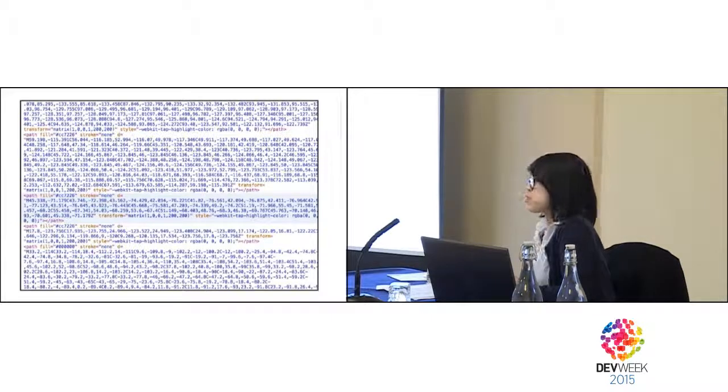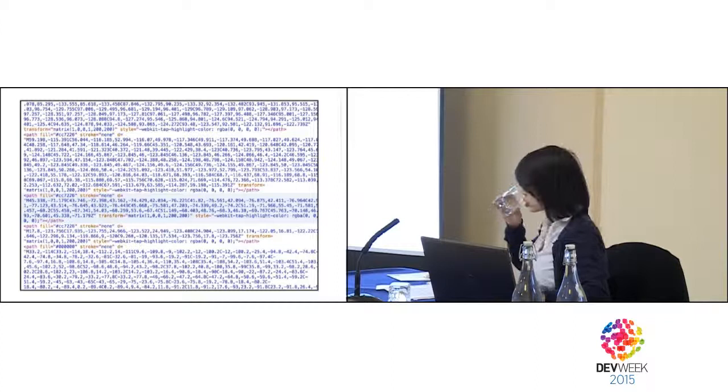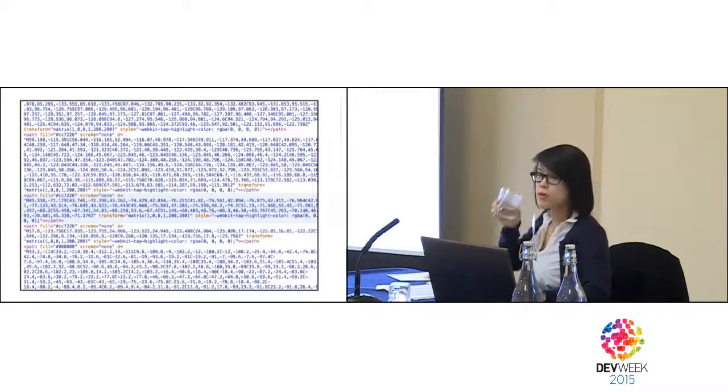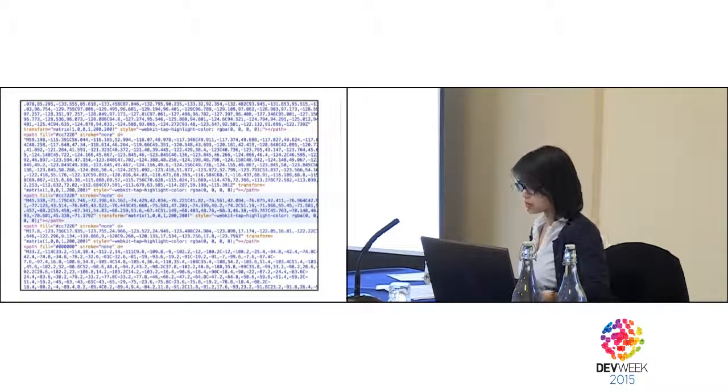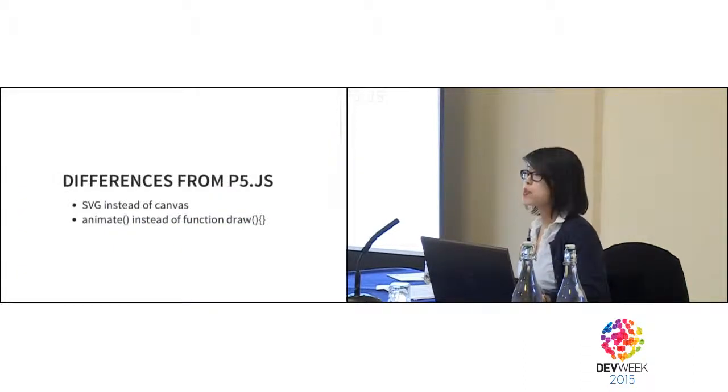I had a project in 2011 where I wanted to do dynamically generated bar graphs, and I so wanted to use the Canvas element, but we had to support IE6, so I just had to use RAPHAEL.JS and render a bunch of SVG elements. I mean, it did the job, but it wasn't as elegant as I wanted it to be. So differences from P5.js: instead of using a Canvas element, it uses an animate function instead of the draw function.